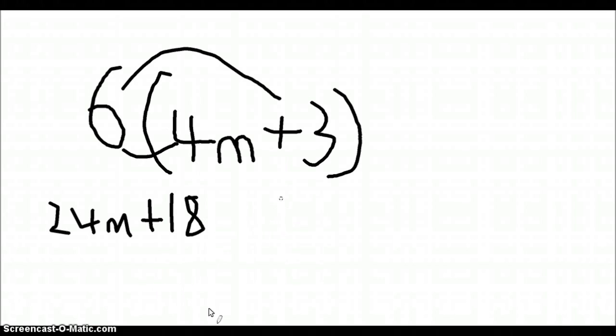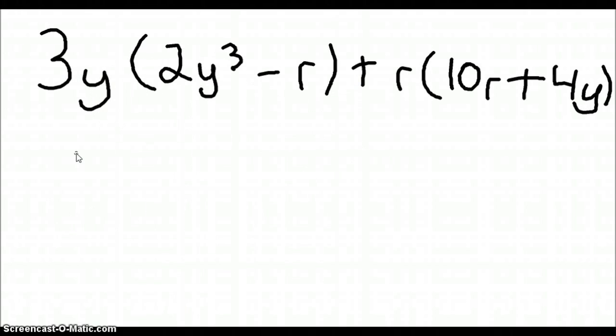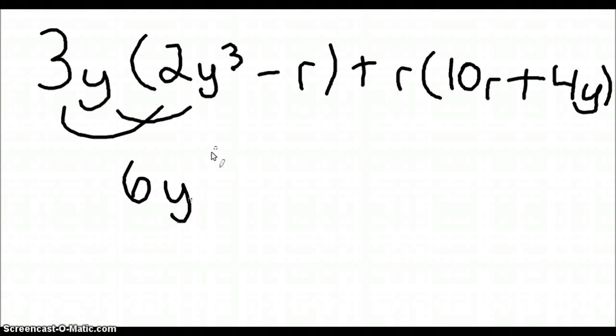On to the third example. This is the third example for multiplying polynomials with distributive property. Like always, you're going to want to multiply the coefficients, which is 3 times 2. That equals 6. Now, since there are no more coefficients in this term, we're going to want to multiply the variables. So y times y cubed equals y to the power of 4.